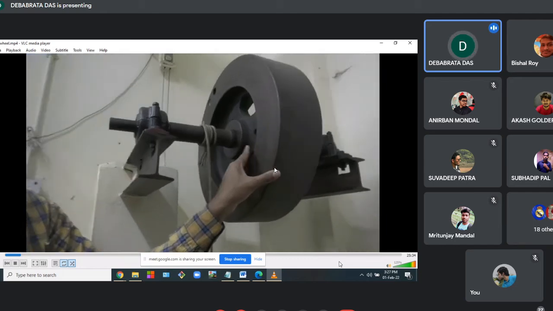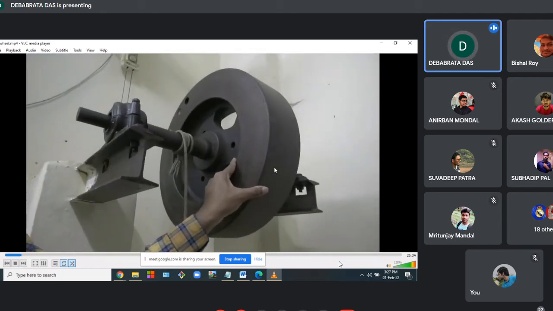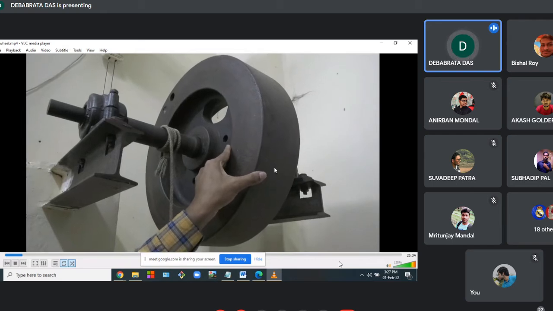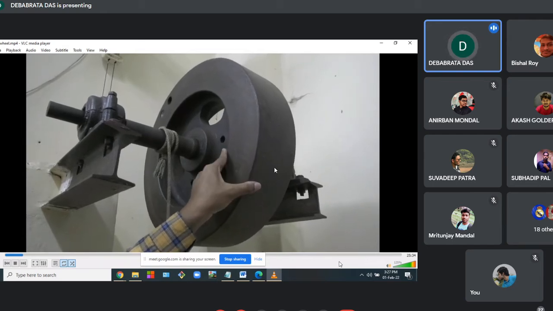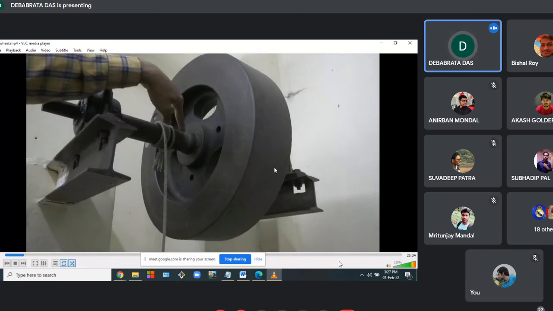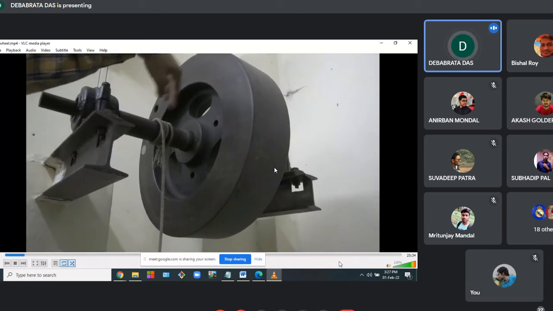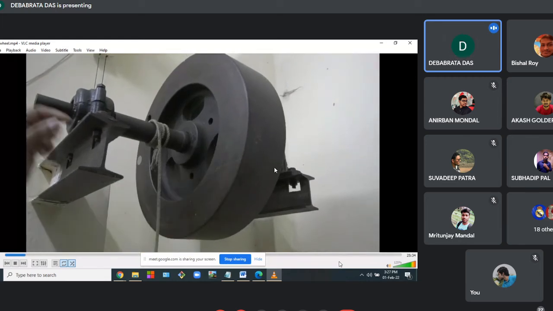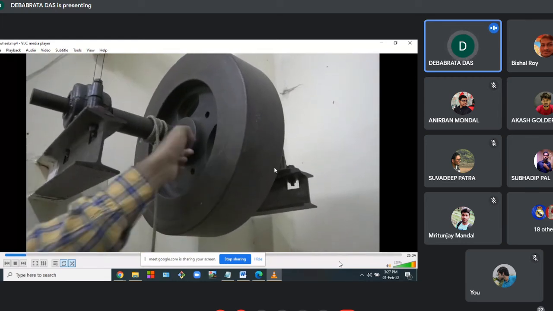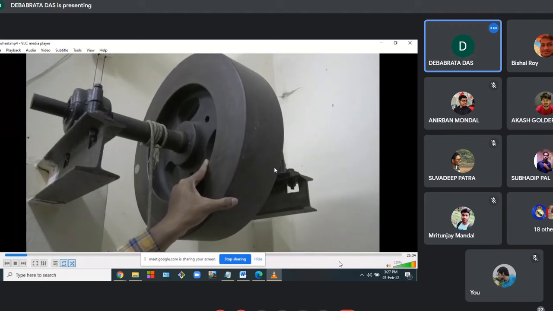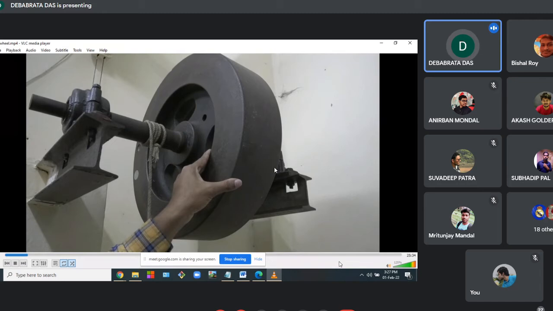That is why, when we design this flywheel, we need to have a high mass moment of inertia about the axis of rotation. Here this flywheel will rotate about the axis of the shaft. This is the shaft. We need to find the mass moment of inertia of this flywheel about this axis of the shaft, or about its own axis of rotation.